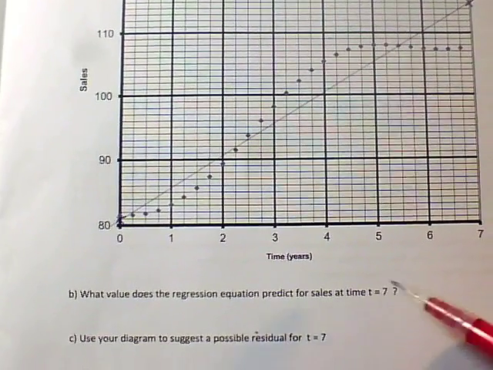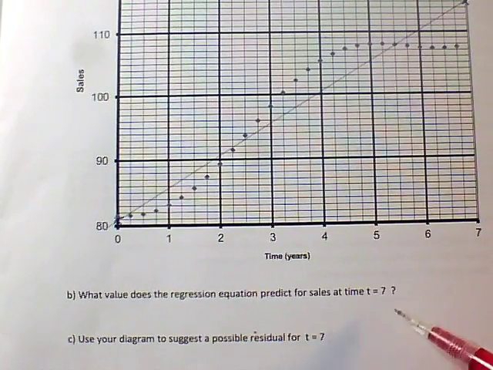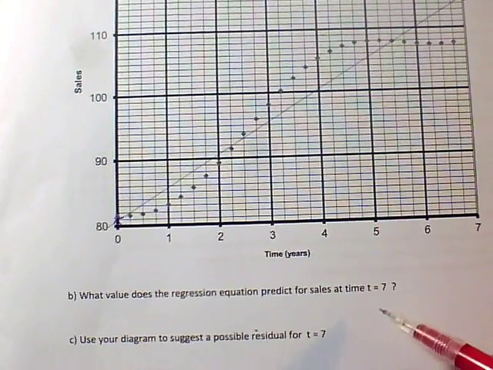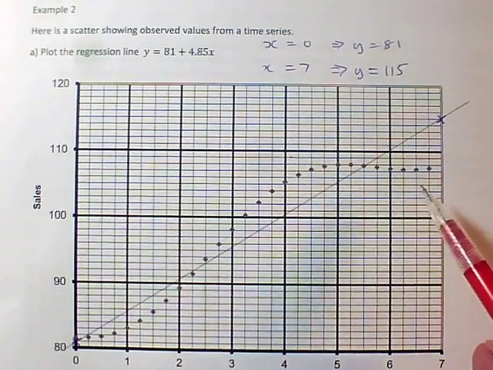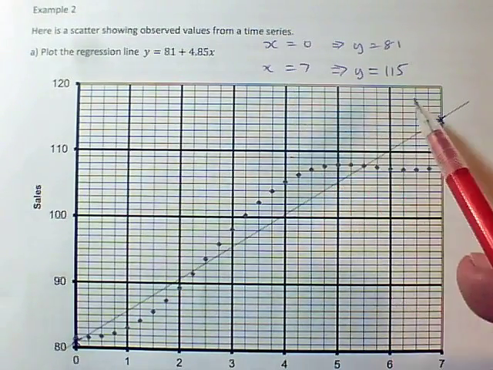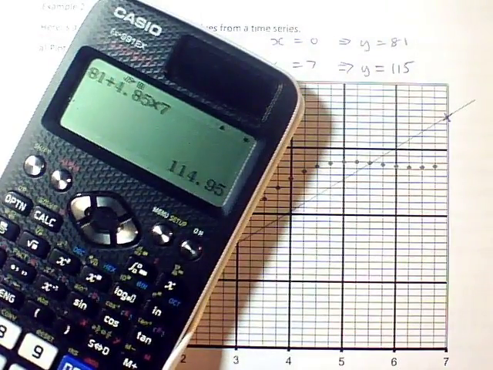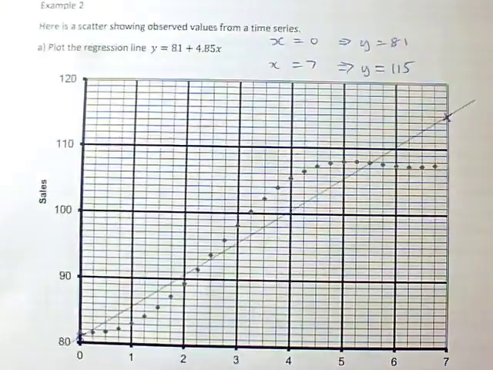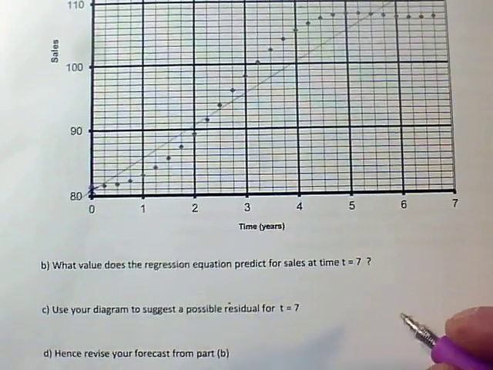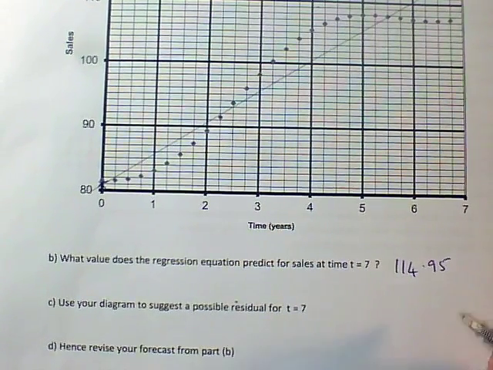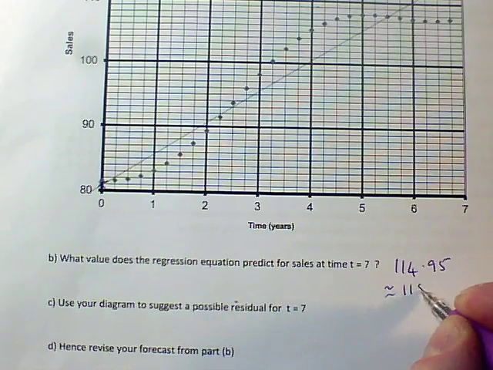So, what value does a regression equation predict for sales at time t equals 7? Okay, in fact, I've already done that. I did that plotting my line. I substituted 7 in and I got this number, 114.95. 115 should be okay, but since I've got that precise value, I'm going to say 114.95. Okay, which is approximately 115 to 3 significant figures.